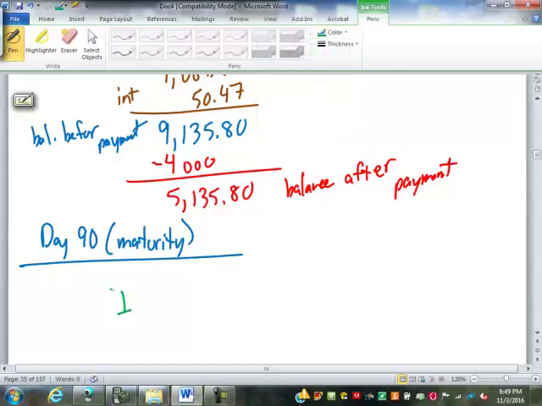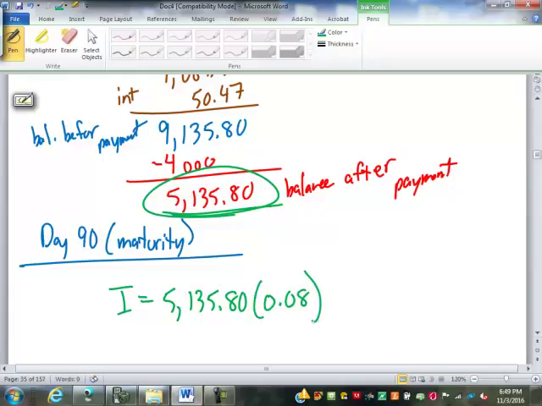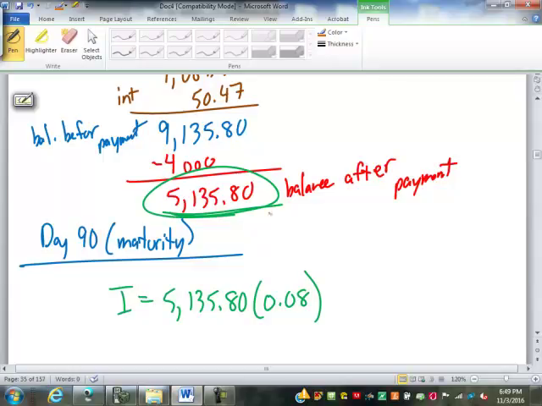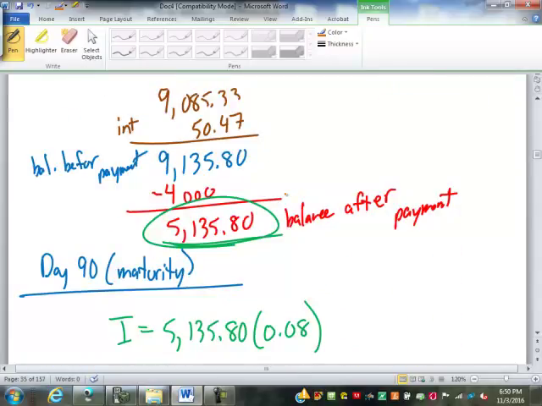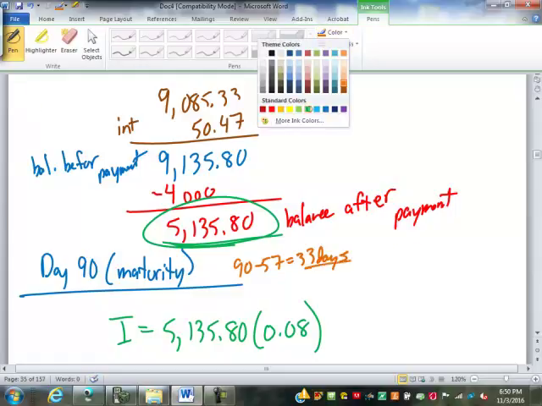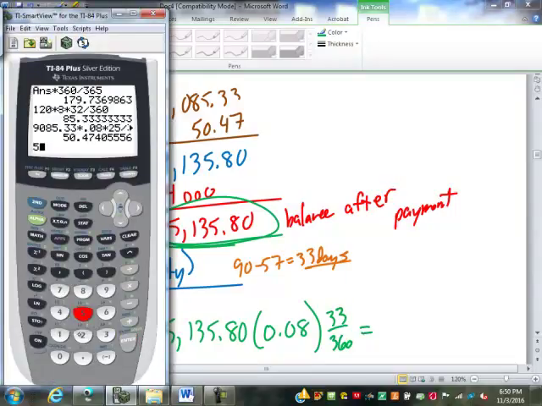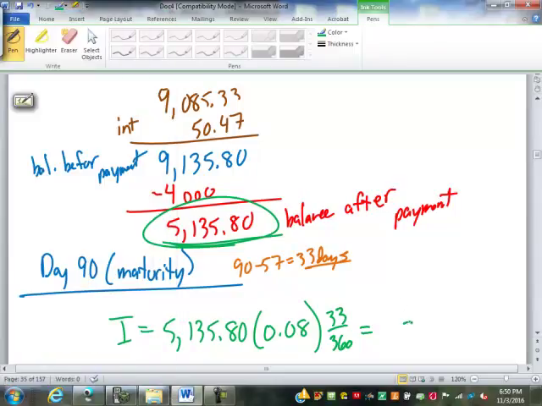So to find our interest, we're using a principal as our balance after the last payment. $5,135.80 times our rate is still 8%, so 0.08. What's our time going to be? We've already figured up day 57. So 90 minus 57 is going to be 33 days. So $5,135.80 times 0.08 times 33 divided by 360. $37.66.